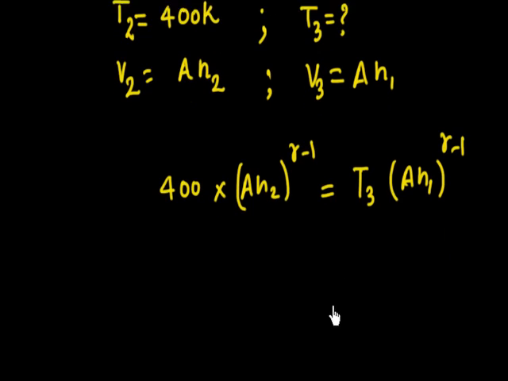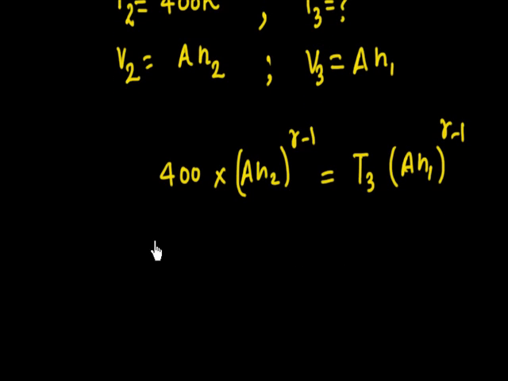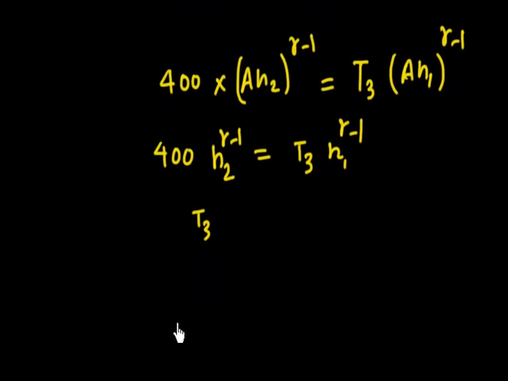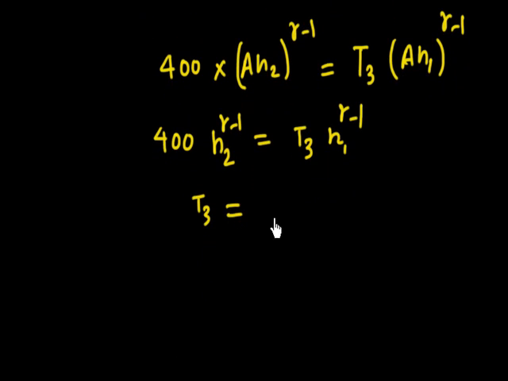If I solve this equation, A cancels out throughout. So I will have 400 H2 to the power gamma minus 1 is equal to T3 H1 to the power gamma minus 1. So now I can write T3 is equal to 400 into (H2 by H1) to the power gamma minus 1.